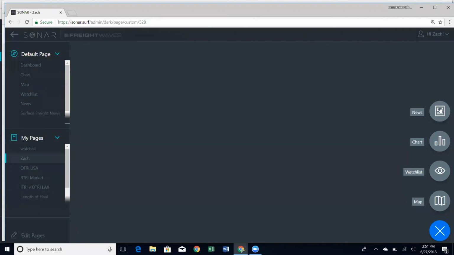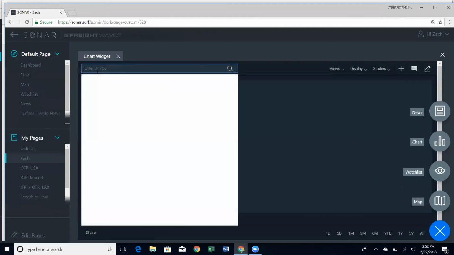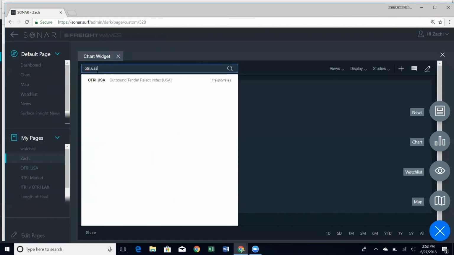When you click on the plus sign, you'll have the ability to add any of the widgets that you would like to, be it news, charting function, watch list, or a map. And you have the ability to add any number that you would like alongside that. So if we would like to add one chart and go along the lines of the things we discussed in the webinar, we're going to look up our outbound tender rejection index. We're going to type in that acronym, OTRI, then a period, and USA is what comes up for that specific market.